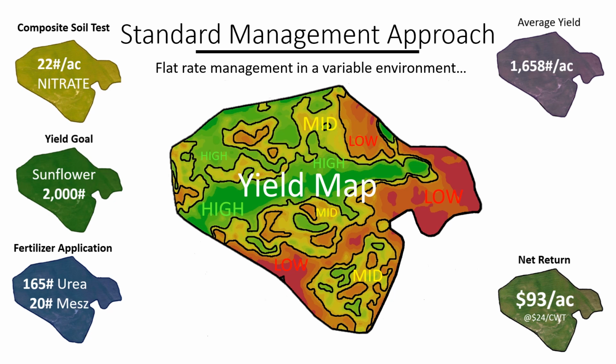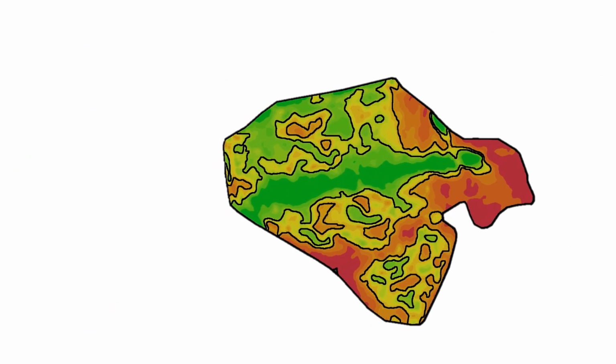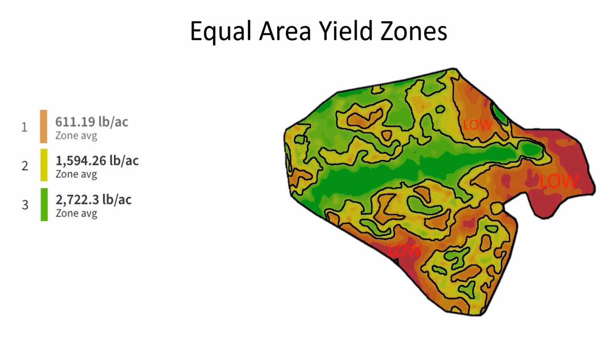Here's our yield map, and as you can see, there are a lot of different colors going on. The color is used to show yield values, from the red being very low yielding to the green being very high. So then I took this yield map and I broke it into 3 equal area zones based on the yield. Again, we have our red zone, which was on average yielding fairly low at 600 pounds. And then our green area, which is our high yielding zone, and it averaged over 2,700 pounds an acre. So that's doing really well there.